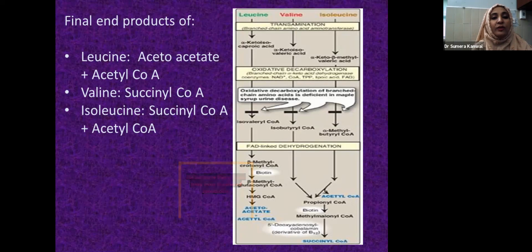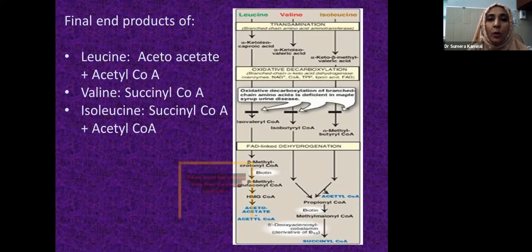So leucine gives acetoacetate and acetyl-CoA. Leucine is a ketogenic amino acid. Valine gives succinyl-CoA that can convert into oxaloacetate during the TCA cycle, and this oxaloacetate can be utilized for glucose synthesis. So valine is a glucogenic amino acid. Isoleucine gives succinyl-CoA as well as acetyl-CoA. So isoleucine is a glucogenic as well as ketogenic amino acid.